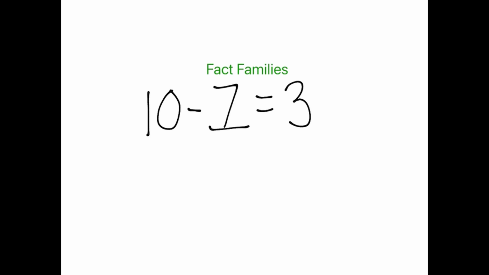Now, when your child learns all the fact families, they can also do subtraction problems. 10 minus what equals 3? The child should know that part of this family is the number 7. 10 minus 7 equals 3.